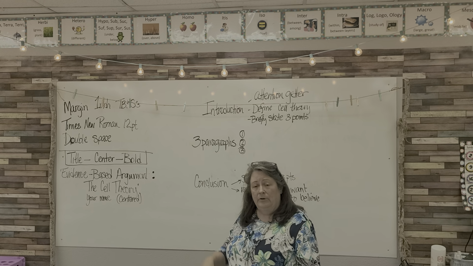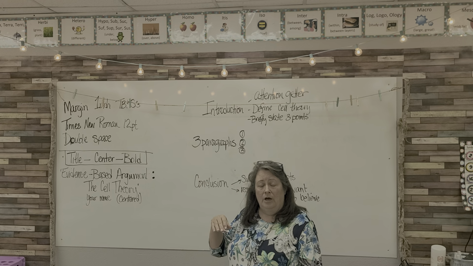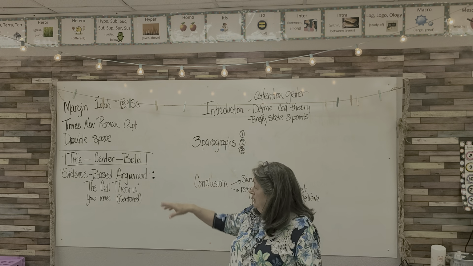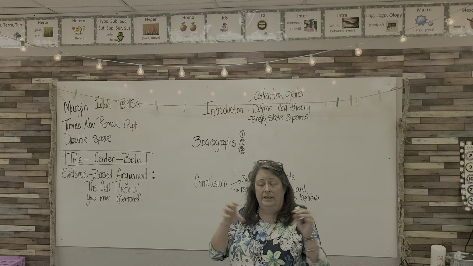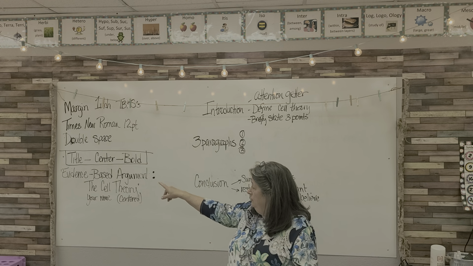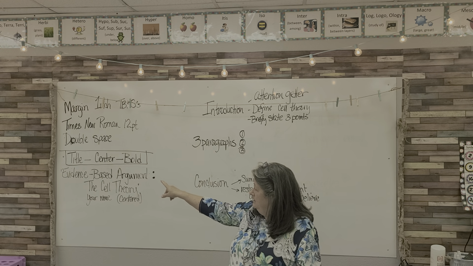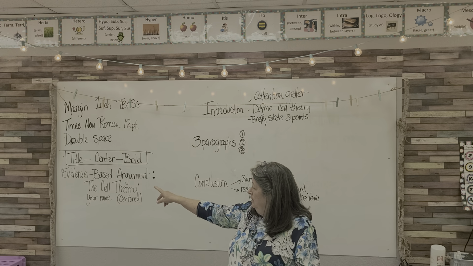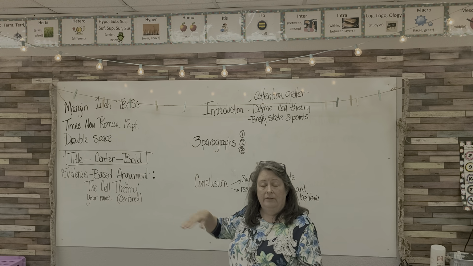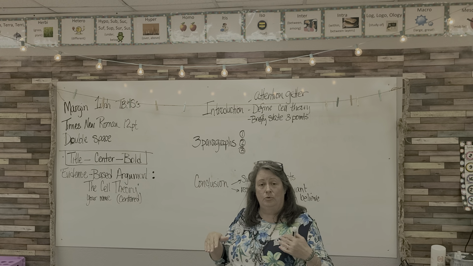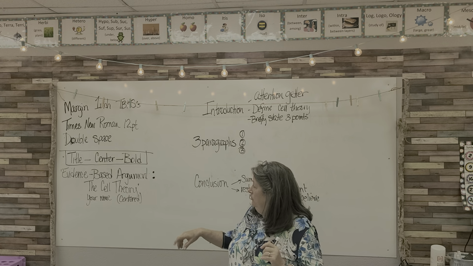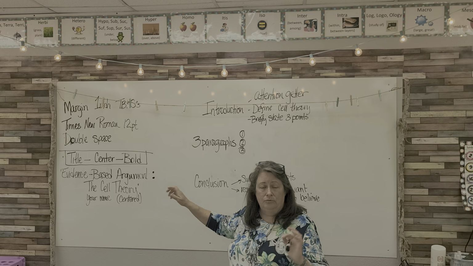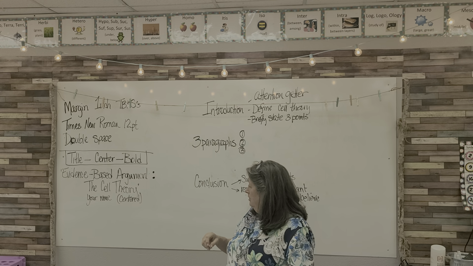Now, at the beginning of the paper, you'll have your title at the top. And your title is going to be centered in the page, and it's going to be bold. And your title is this: Evidence-Based Argument, the Cell Theory. Then under that, you will have your name, and your name will be centered. Your name is not going to be bold, it's just going to be the regular font.